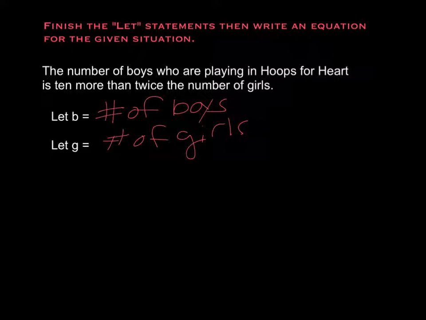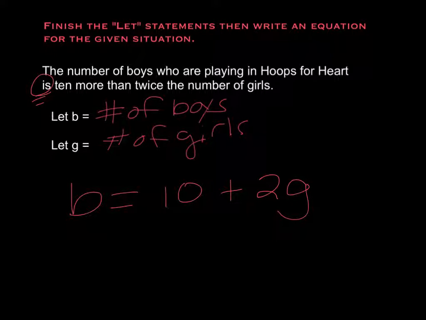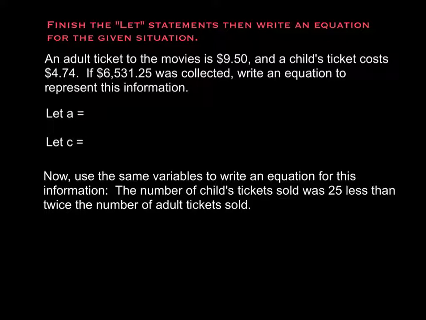And then for my equation, it says the number of boys is 10 more than twice the number of girls. The "is" is usually our equal sign in math. So I've got the number of boys is, 10 more than is adding, twice is 2 times the number of girls. And that's my equation. Alright, let's try another.